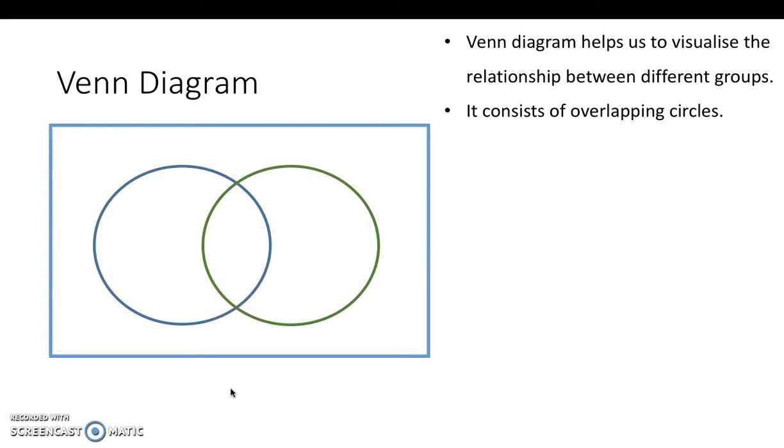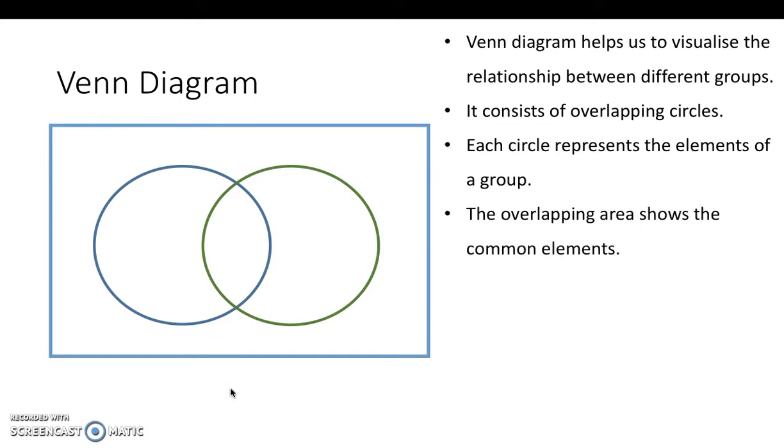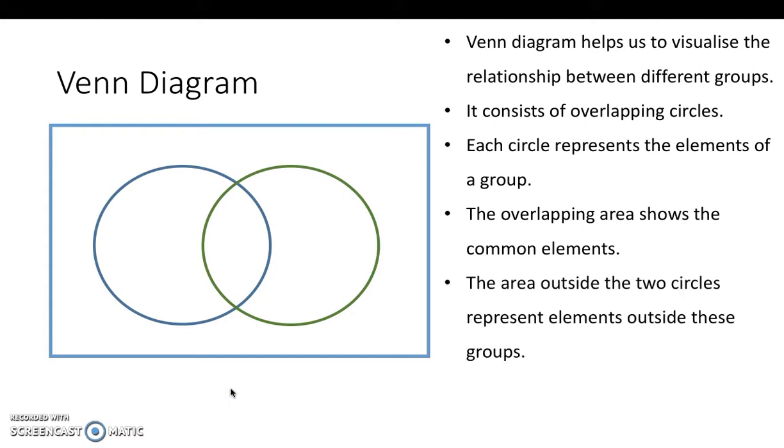Normally, you will see two circles, but it could be more than two. Each circle represents the elements of a group. The overlapping area shows the common elements of these two groups, or multiple groups. The area outside the two circles represents the elements outside these groups. The big rectangle outside these two circles represents the total sample size.